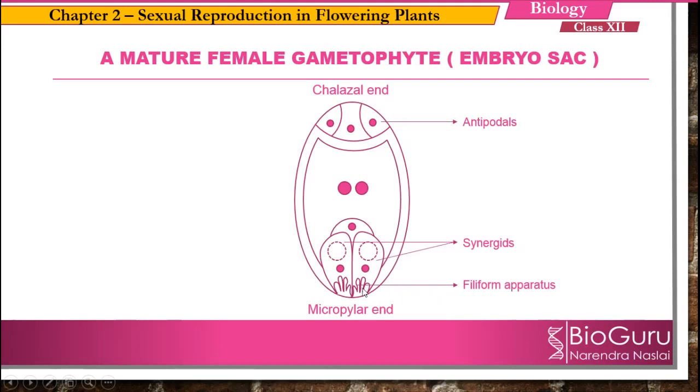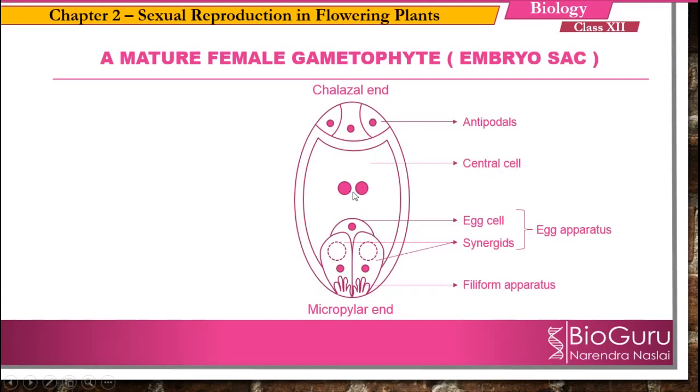This filiform apparatus helps in leading the pollen tubes into the synergids. Now there is one more cell here. This cell is called the egg cell. Right? Now the egg cell and synergids, both these cells are called the egg apparatus. What is the egg apparatus? Together the egg cell and synergids are called the egg apparatus, and this egg apparatus is found towards the micropylar end only. Please remember that.